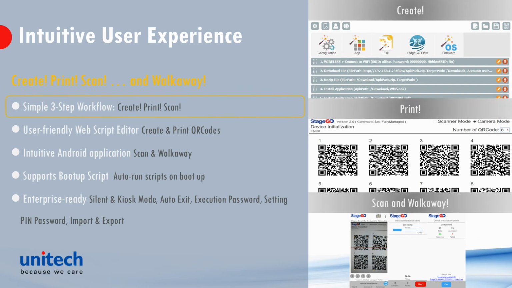StageGO 2.0 is designed to give you an intuitive user experience. The key workflow is surrounded by the theme of create, print, scan, and then walk away. First, log on to the StageGO web script editor and start creating your configuration scripts. You can add as many commands to the workspace as you need, rearrange them to your liking, or even upgrade an older script to the new version.